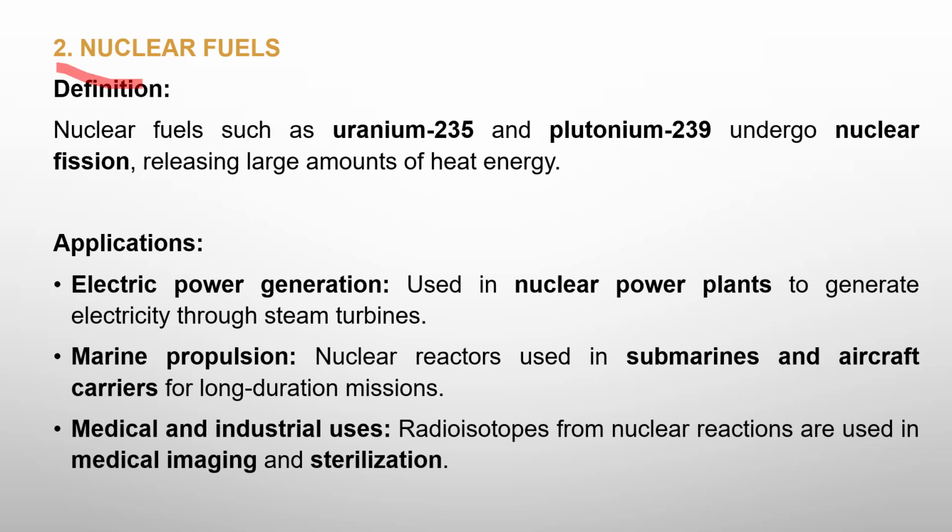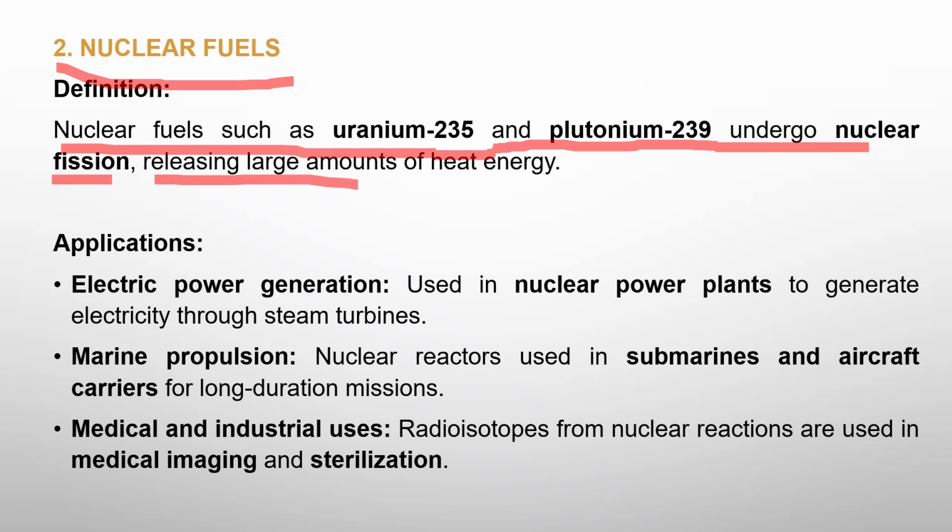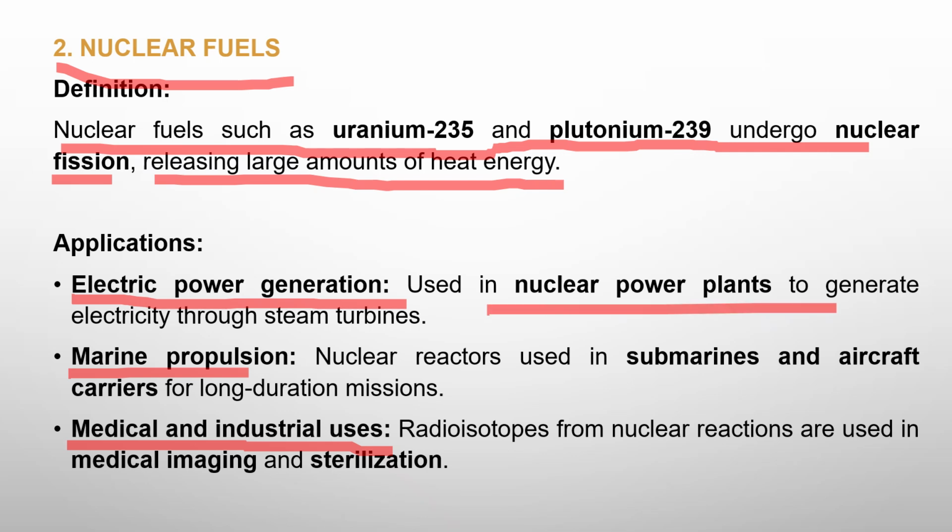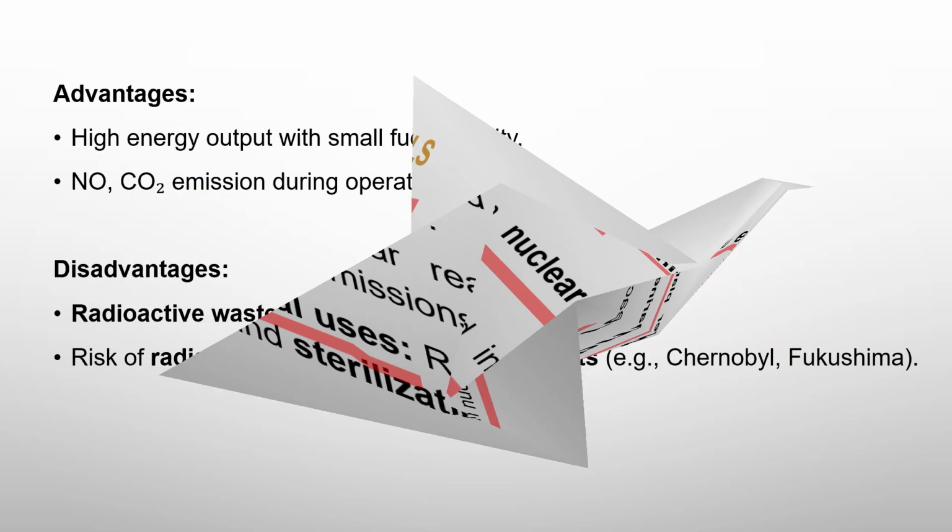Second is nuclear fuel. Nuclear fuels such as uranium 235 and plutonium 239 undergo nuclear fission, releasing a tremendous amount of heat energy. This heat energy is used for electric power generation, for marine propulsion, and for medical and industrial use. The details are mentioned here, you can go through this. So the application of nuclear fuel, I hope that is clear to you.